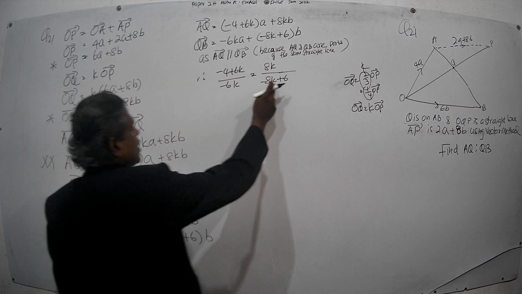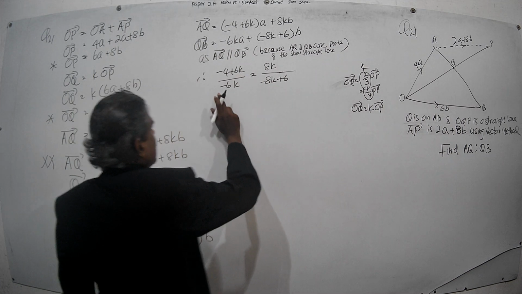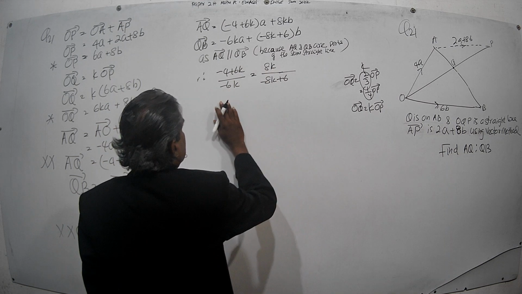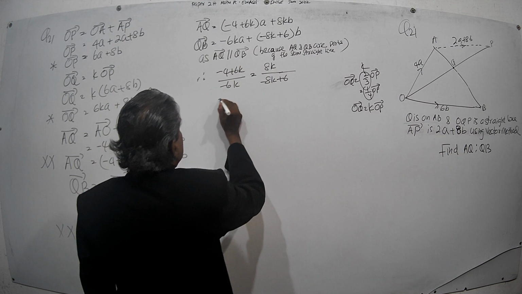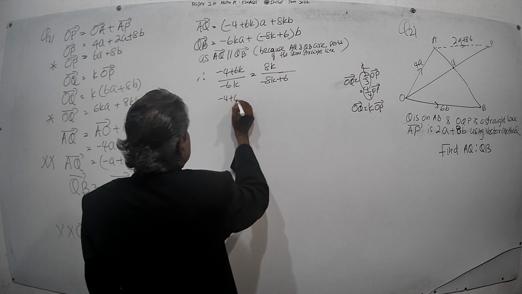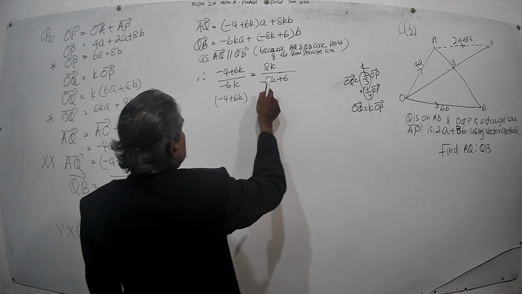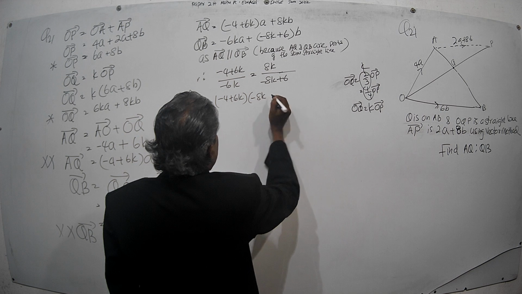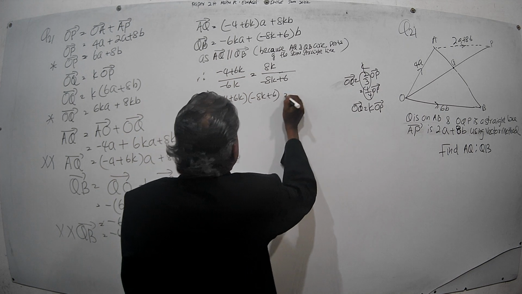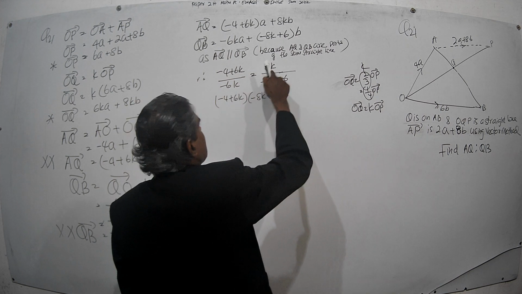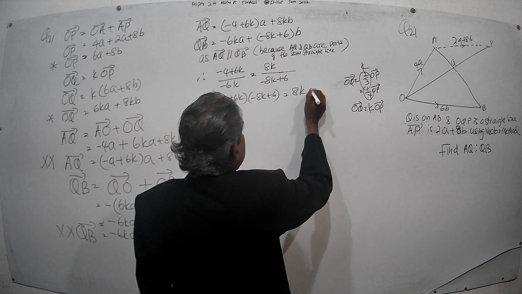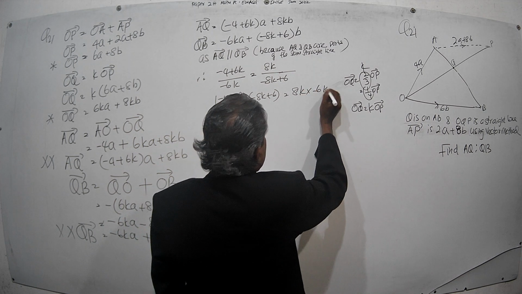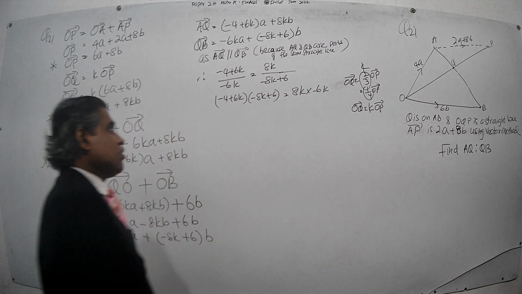Take this denominator and multiply on this side. That's all you have to do. Then minus 4 plus 6k multiplied by this one, taking that to that side, minus 8k plus 6. Then equal. Take this minus 6k to this side and multiply, then 8k into minus 6k. Okay. Now you multiply this one.